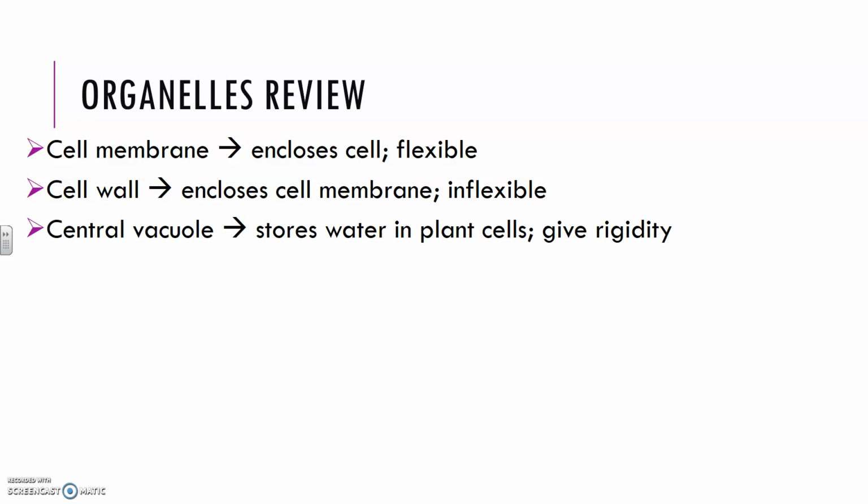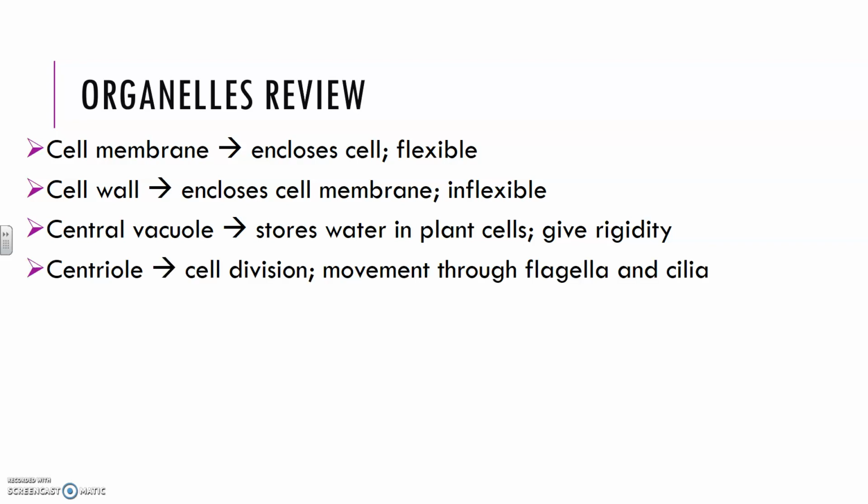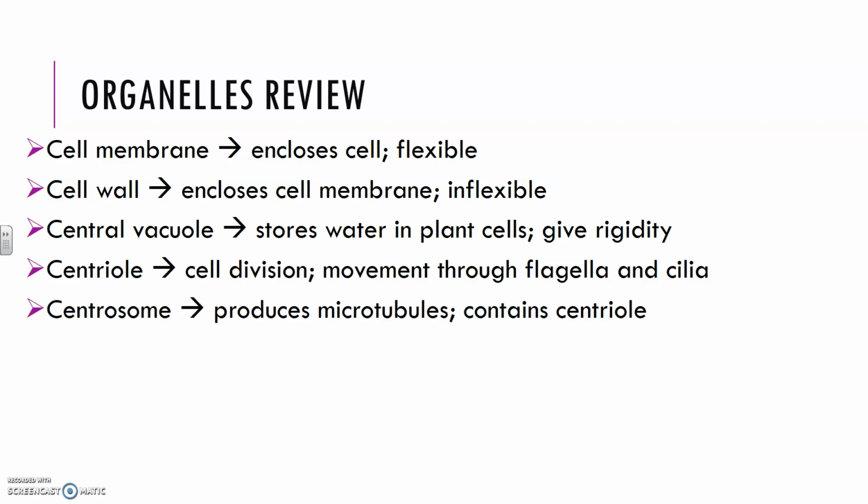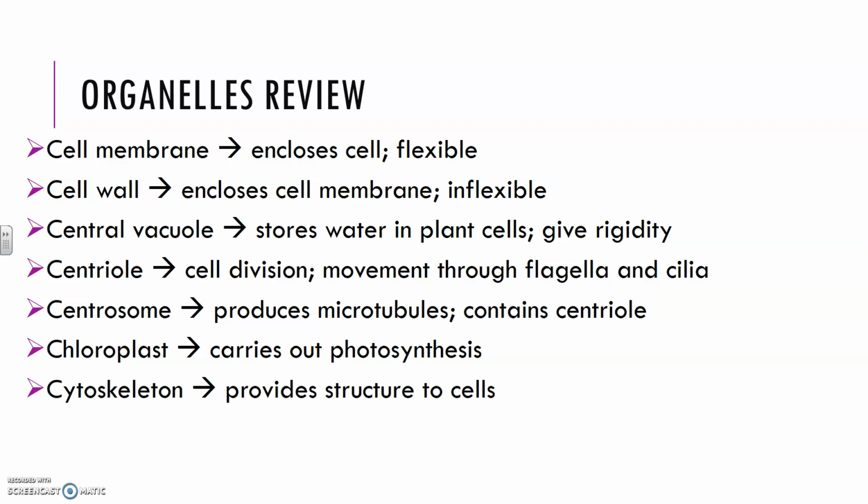You also have your central vacuole, which stores water in plant cells and also gives rigidity to the cell. And then you have your centrioles, which help in cell division, and they also move through flagella and cilia, so they're kind of weird little organelles. You have your centrosome, which produces microtubules that form the cytoskeleton, and they also contain the centrioles. You have chloroplasts, which carry out photosynthesis in plants. You have your cytoskeleton, which provides structure to the cells. It also acts as kind of the highway within the cell.